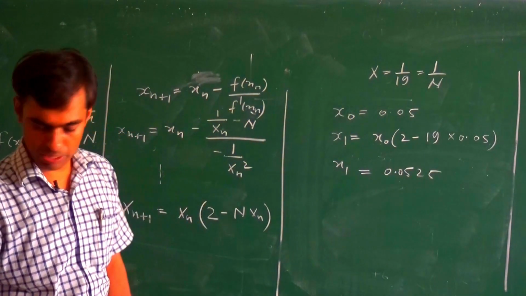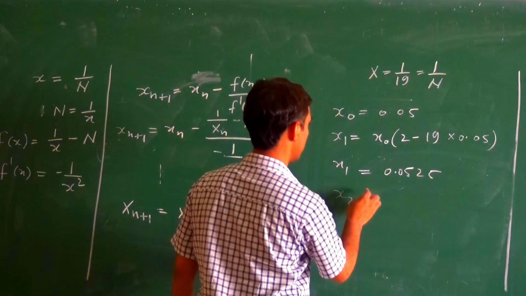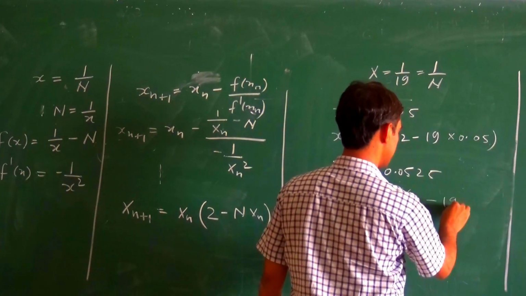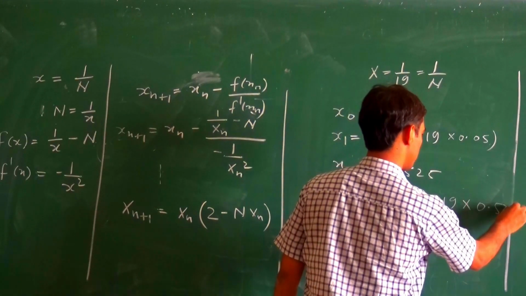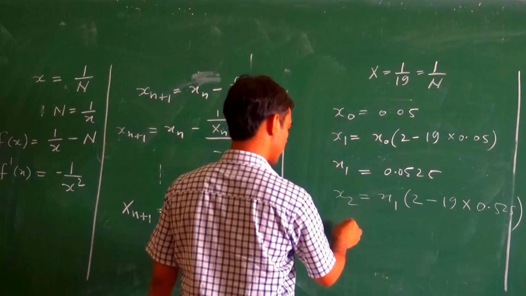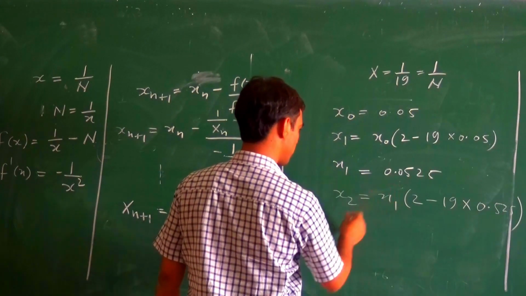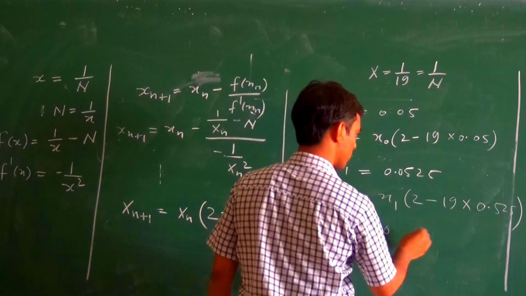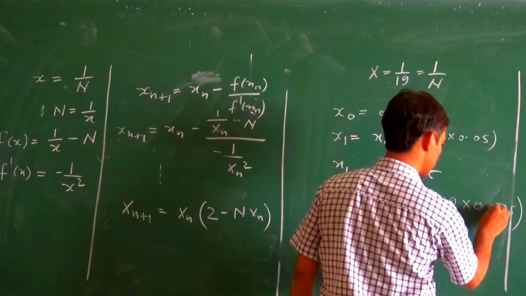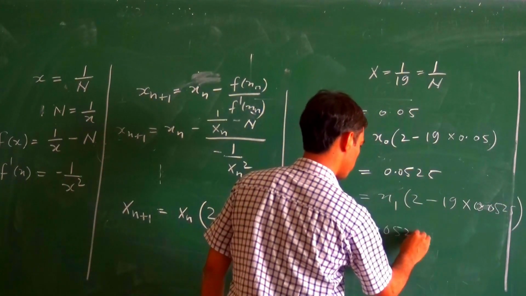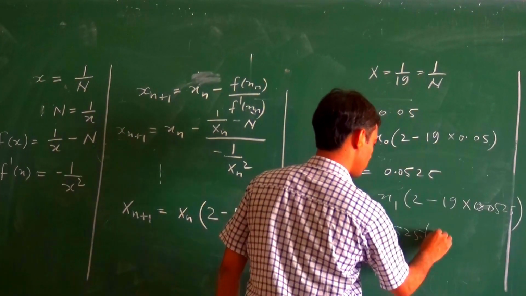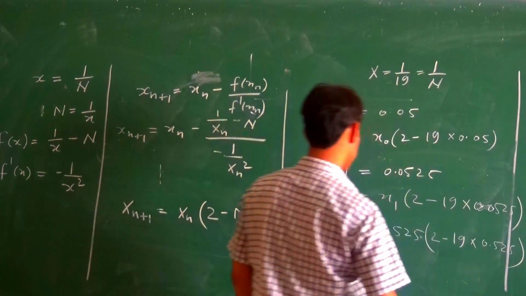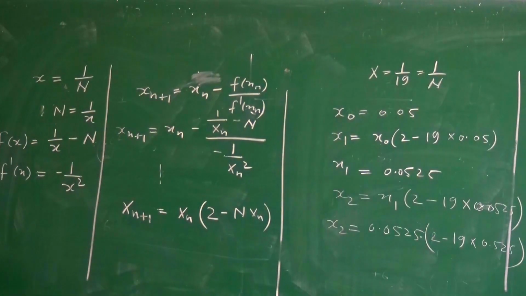Now what is the second value? x2 equals x1 into 2 minus 90 into x1. In a similar manner, if we put the value of x1 here, x2 equals 0.0525 into 2 minus 90 into 0.0525. If we simplify this, we find this result.